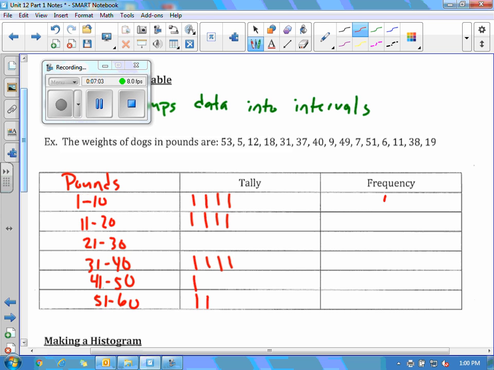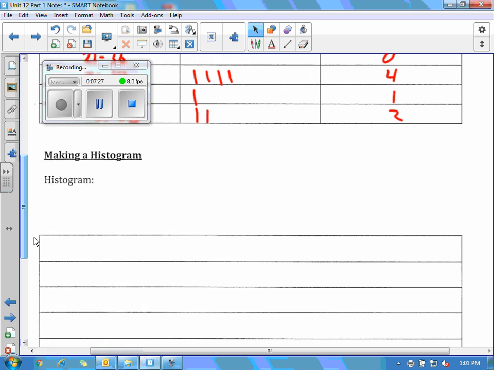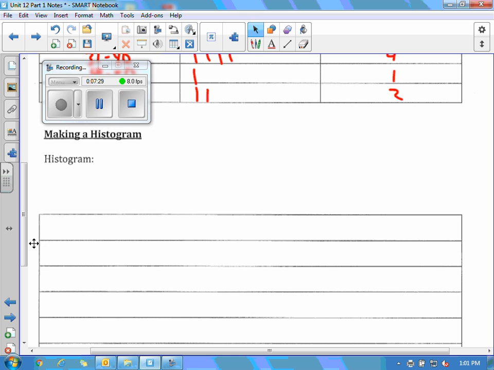So I have 4 of them that fell between 1 and 10, 4 between 11 and 20, 0 between 21 and 30, which is fine. I have 4 between 31 and 40. I have 1 between 41 and 50, and I have 2 between 51 and 60. And so that's a frequency table. They just tally and then count the frequency. You have to pick the interval. So we can use a frequency table to then make a histogram.